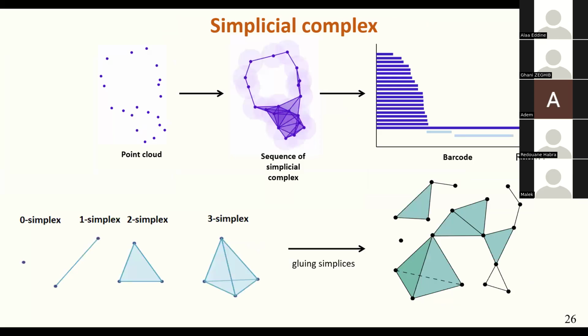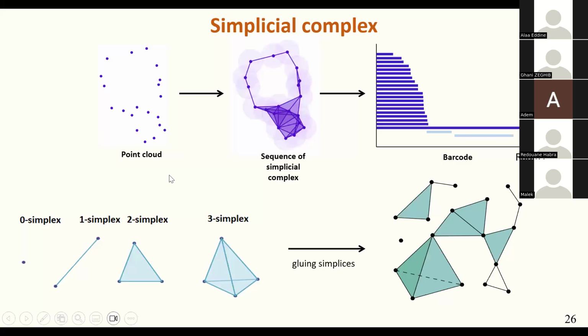So basically, we want to represent the point cloud by a simplicial complex. For those who don't know, a simplicial complex is a geometrical or combinatorial object that is formed from simplices. A zero simplex is a point, a vertex. A one simplex is an edge. A two simplex is a triangle. A three simplex is a tetrahedron, and so on in other dimensions. And the simplicial complex is formed by gluing simplices under certain conditions.